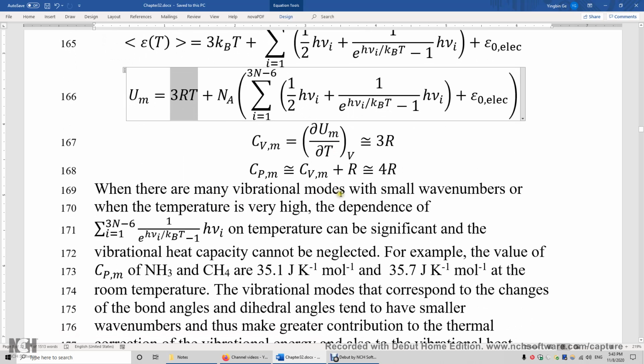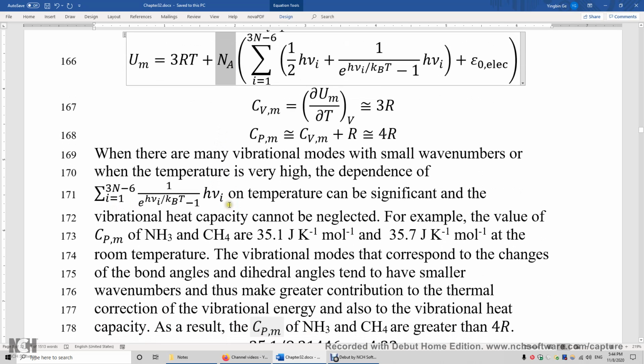When there are many vibrational modes with small wave numbers, or when the temperature is very high, this part does depend on temperature. This part is roughly KBT. So you are looking at 3n minus 6 times KBT. All right, and then multiplied by this Avogadro constant, the result is 3n minus 6 times RT. Therefore, the thermal correction to the vibration energy at a very high temperature is going to be 3n minus 6 times RT. So that's very significant.